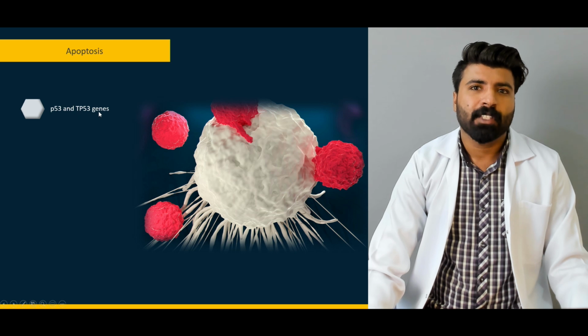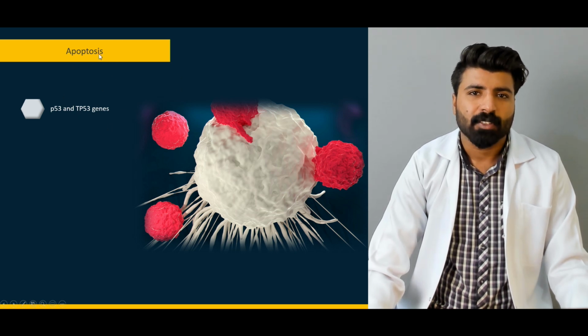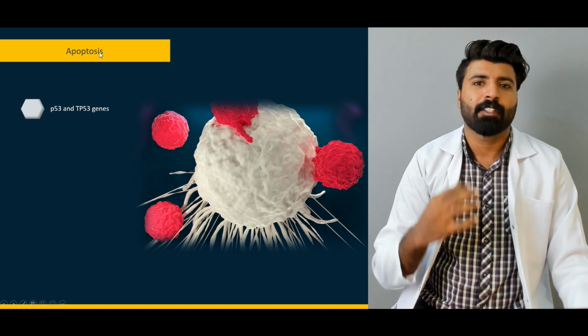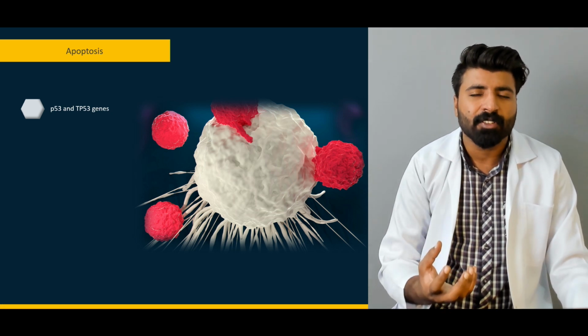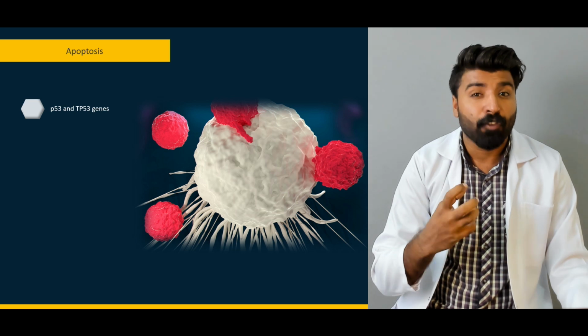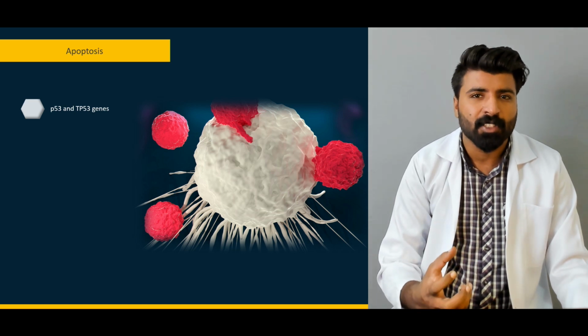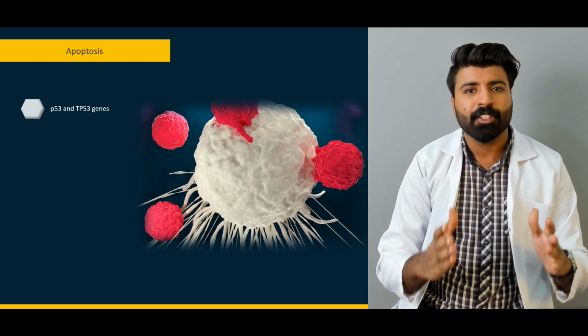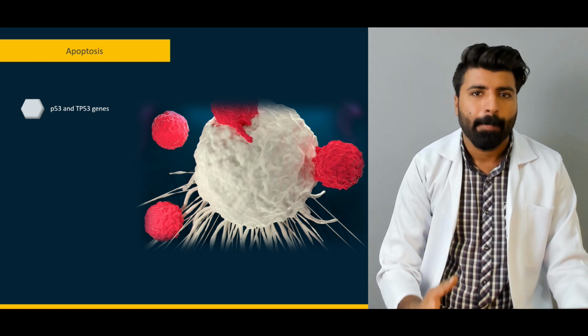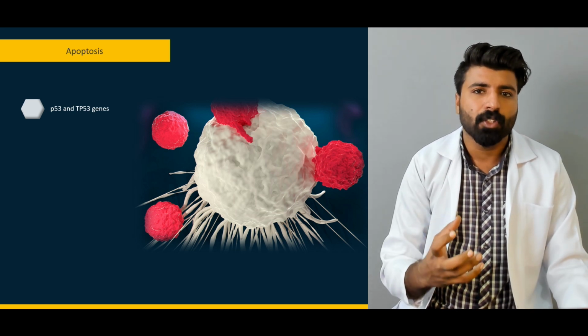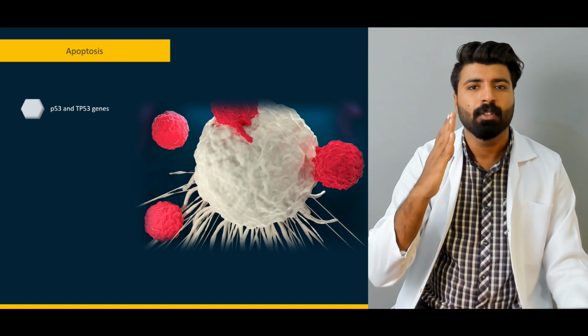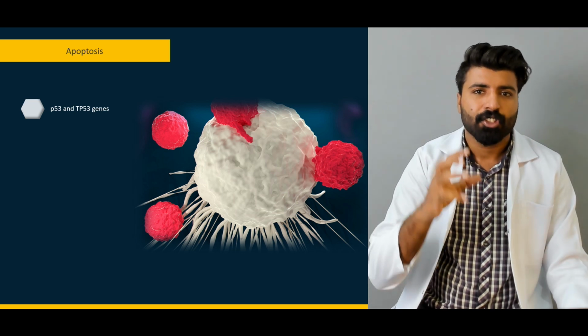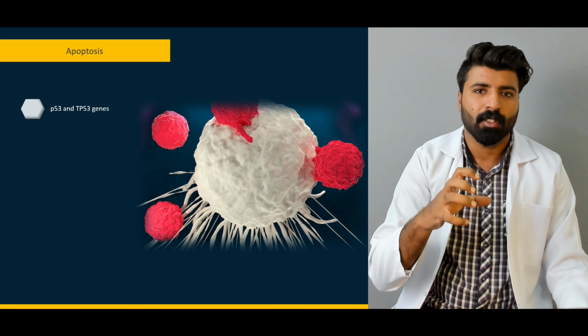P53 and TP53 genes are very important for causing apoptosis. We talked about that if there's any kind of mutation present inside the cell, if there's any kind of deformity present inside the chromatin of the cell, TP53, P53 will be activated. Once they're activated, what do they do? They put the cell into senescence, stop and halt the process of production.